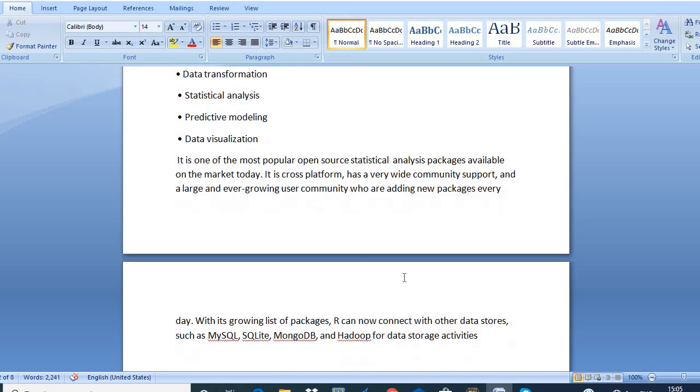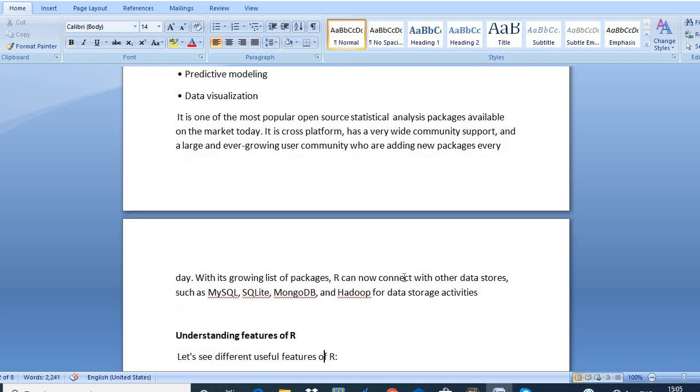With its growing list of packages, R can be connected with databases like MySQL, SQLite, MongoDB and Hadoop. These are the DBMS used by R to store its data. The DBMS mainly used by R are MySQL, SQLite, MongoDB and Hadoop.